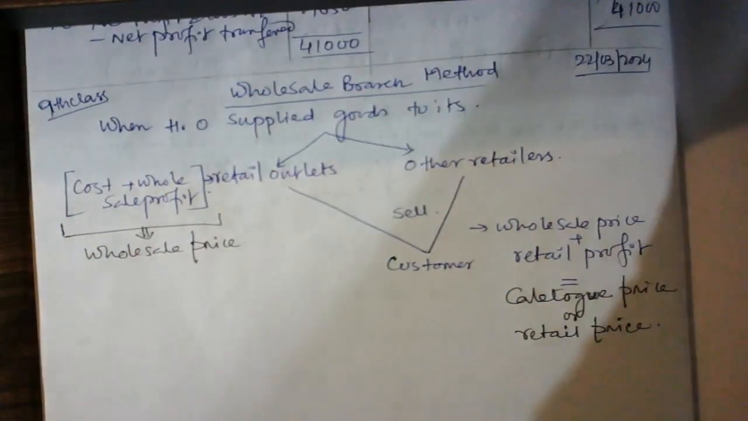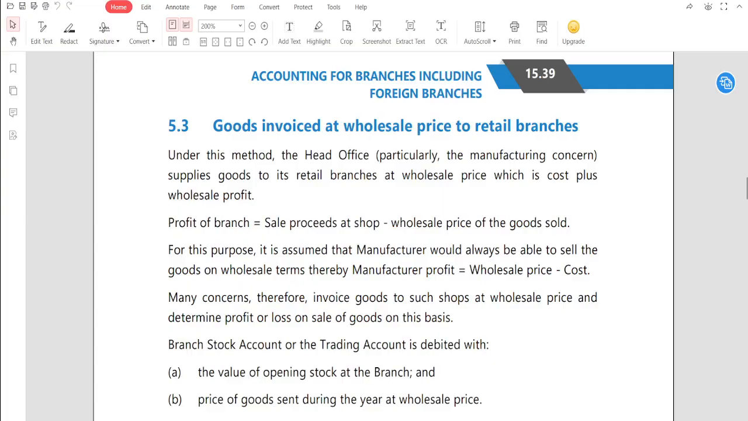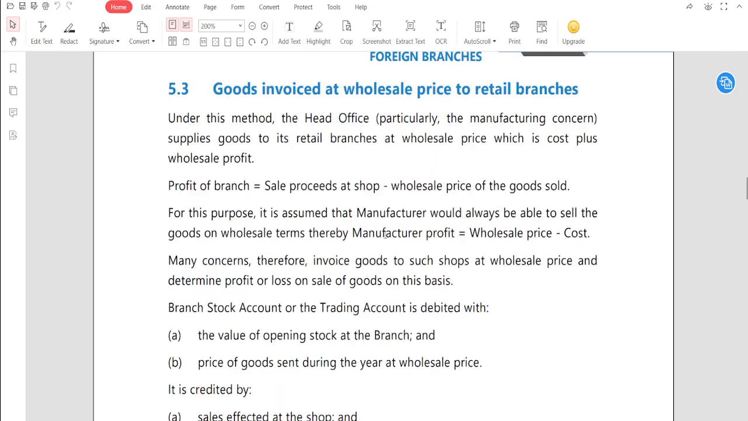Now we are going to understand how the profit will be calculated from one person to another, from HO to the branch. If you can see the screen, it's clearly written that under this method HO sells the goods to its retail branches at wholesale price, which is cost plus wholesale profit. Now, profit on branch is sale proceeds at shop minus wholesale price of the goods.